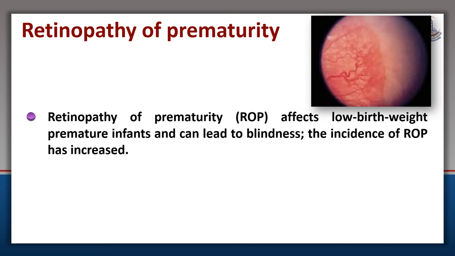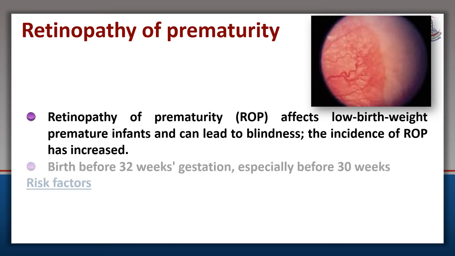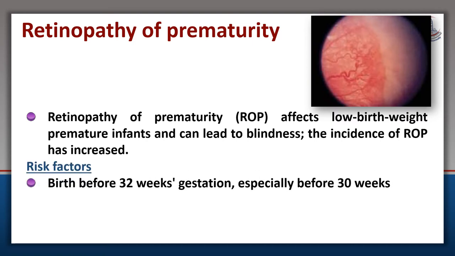Retinopathy of prematurity affects low birth weight premature infants and can lead to blindness. The incidence of retinopathy of prematurity has increased with better management of preterm children. The feature is that there is a vascularized retina and a non-vascularized retina, with a zone that separates them, with abnormal anastomoses or interconnections between the veins and the arteries. There might be tortuous vessels, which is called plus disease, signifying that it is very active.